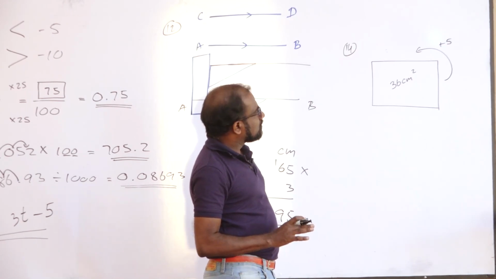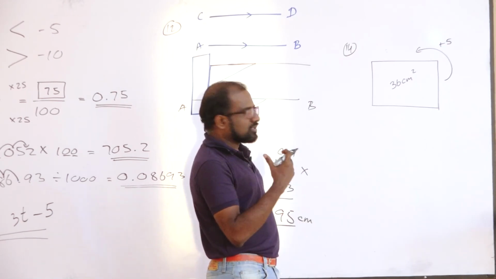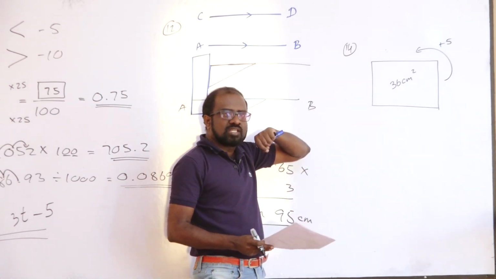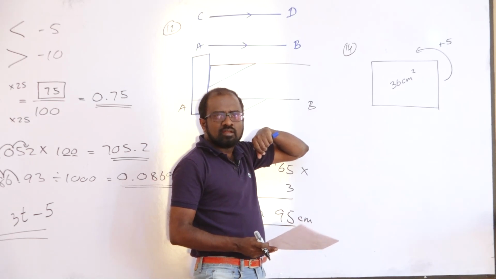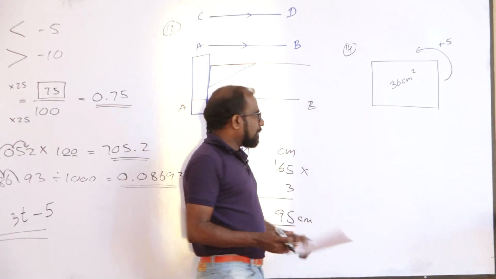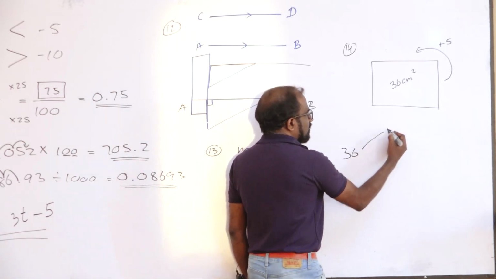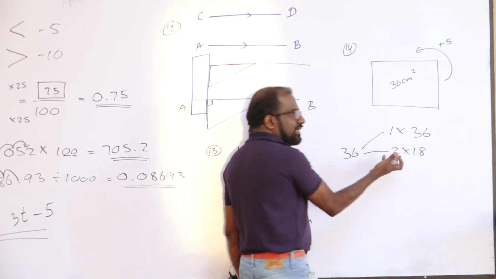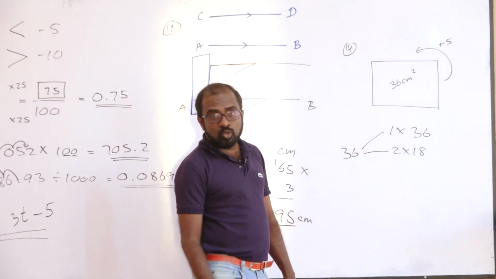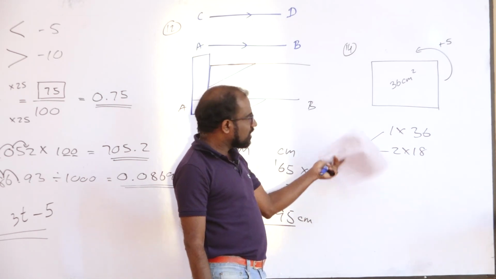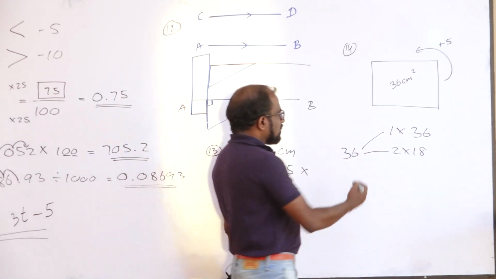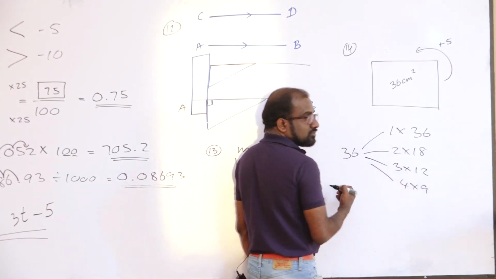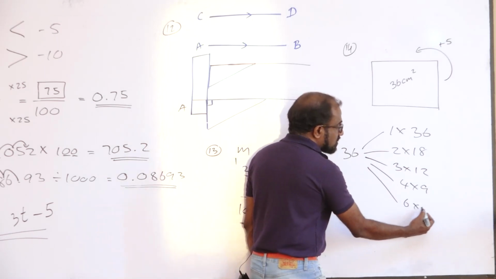So, what are the possible length and breadth? You can get 36 by multiplying two numbers, that's not hard. Simply factors of 36. Let's factorize 36. 1 times 36, then 2 times 18. You did plenty of this in grade 6, 7, 8, 9. Factorize. What are the factors? 3 times 12, then 4 times 9, and one more, 6 times 6.